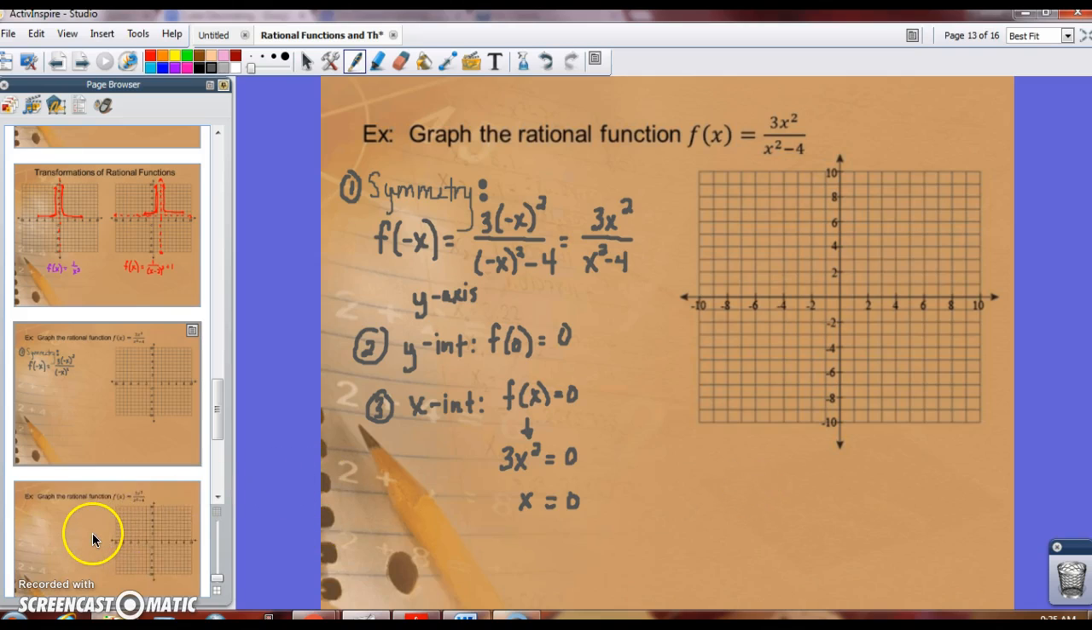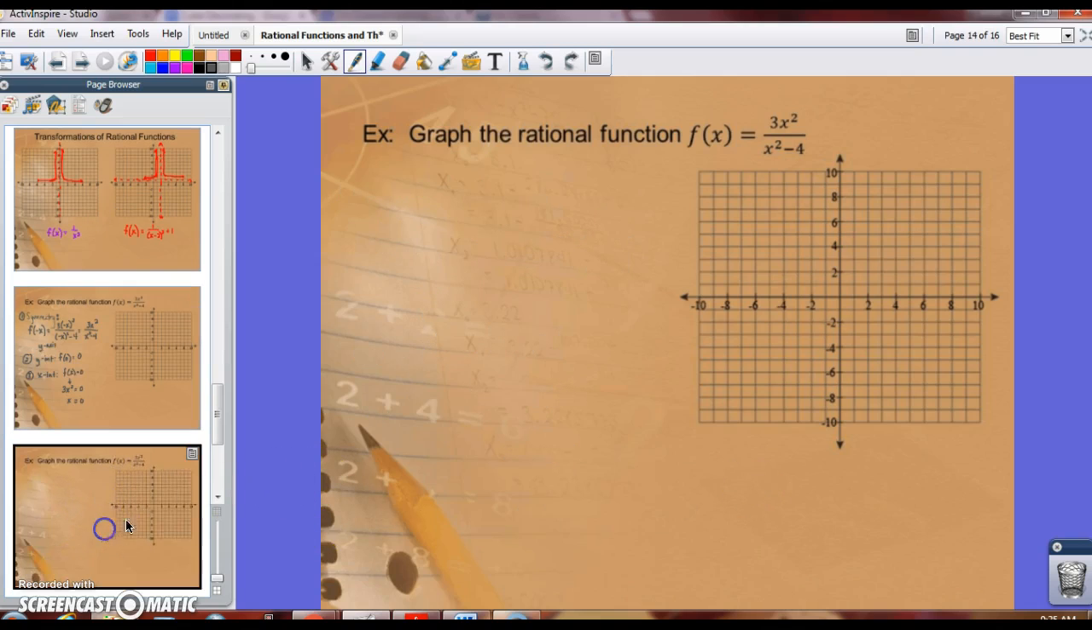I'm just going to go on to the next page where I have a little bit more room. And so far we know we have an intercept at 0. We know we have y-axis symmetry. Let's talk about vertical asymptotes. That's where our function would be undefined. We can't reduce this function at all, so we're not going to have any holes in this graph, because this is the only representation of this function that we can have.